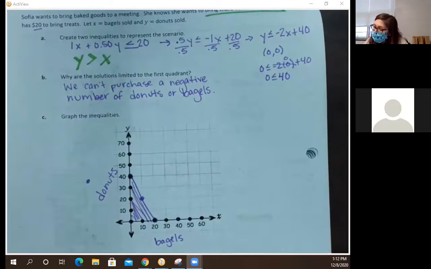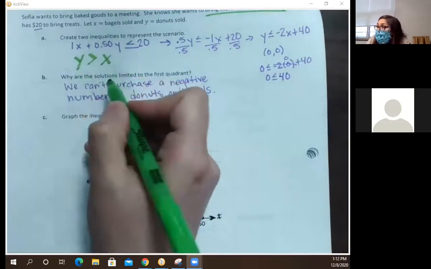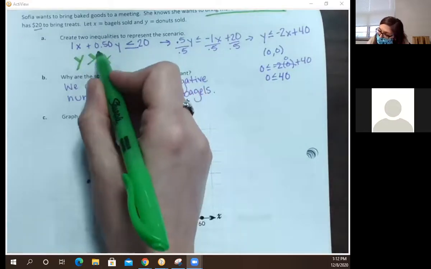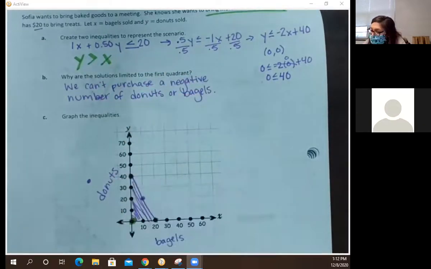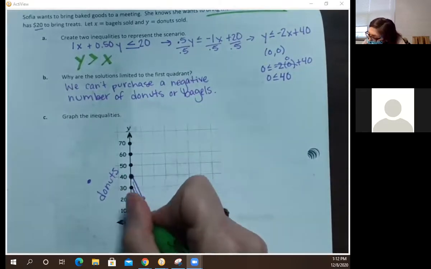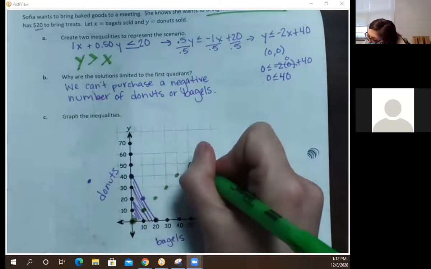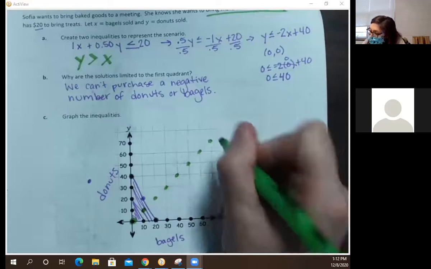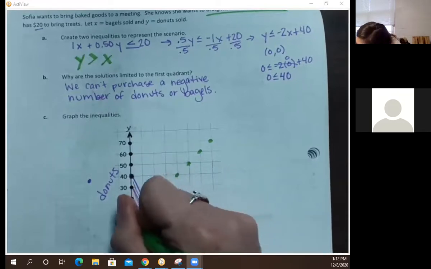And then we'll graph our other inequality. So this is also slope-intercept form. We have a slope of 1, and our y-intercept would be 0. So I'm going to plot my y-intercept there. And then up 1 over 1, up 1 over 1. Solid or dashed line here? Dashed, very good.